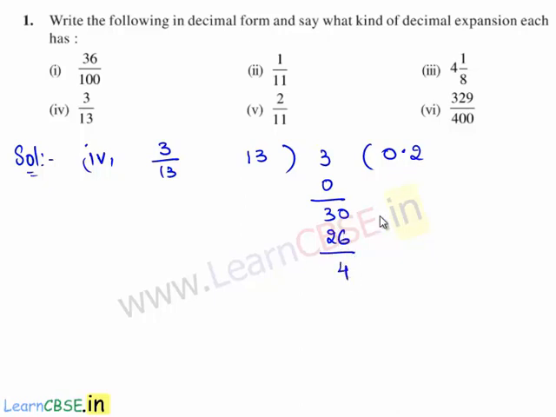So because of the decimal point, 4 becomes 40. 13 goes in 40 3 times, as 13 times 3 is 39. We are left with remainder 1. 13 does not go in 1. So because of the decimal point, 1 becomes 10. 13 does not go even in 10. So we take 0. 13 times 0 is 0. Therefore we are left with remainder 10. Because of the decimal point, 10 becomes 100. 13 goes in 100 7 times, as 13 times 7 is 91. We are left with remainder 9.